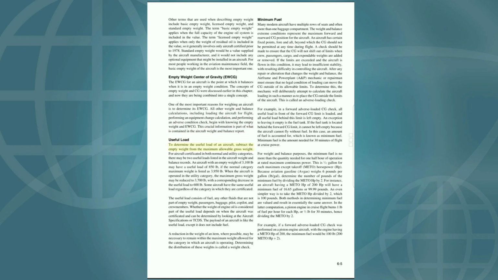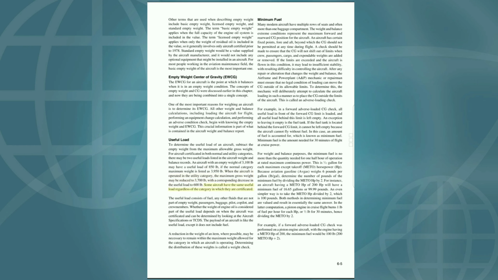Useful load. To determine the useful load of an aircraft, subtract the empty weight from the maximum allowable gross weight. For aircraft certificated in both normal and utility categories, there may be two useful loads listed in the aircraft weight and balance records. An aircraft with an empty weight of 3,100 pounds may have a useful load of 850 pounds, if the normal category maximum weight is listed as 3,950 pounds. When the aircraft is operated in the utility category, the maximum gross weight may be reduced to 3,700 pounds, with a corresponding decrease in the useful load to 600 pounds.